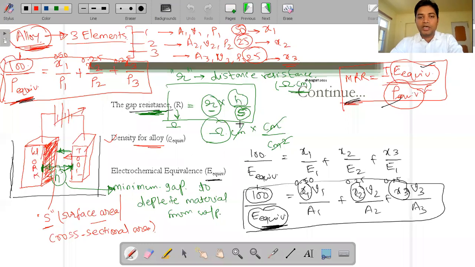Another thing that we calculated is the gap resistance. That is represented by capital R, and here the small r that we are taking is the specific resistance or resistivity, calculated in ohm centimeter. H is basically the minimum gap that we have to maintain between the electrodes, the anode and the cathode, or in other terms the workpiece and the tool. And S is the surface area, or in other terms the cross sectional area, which is nothing but the area through which we are removing the material.